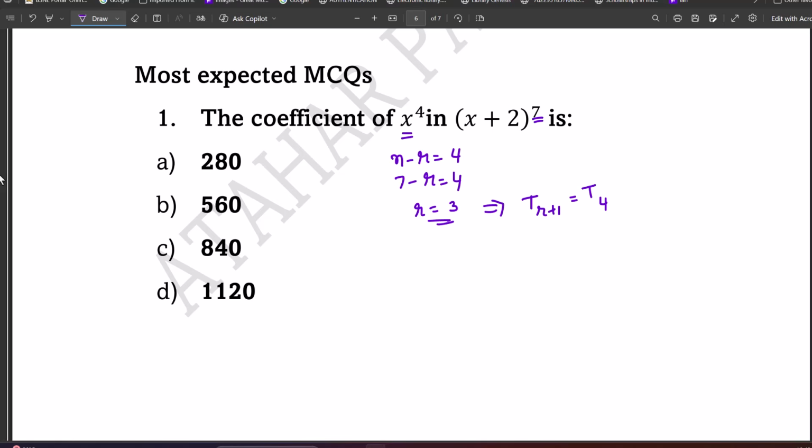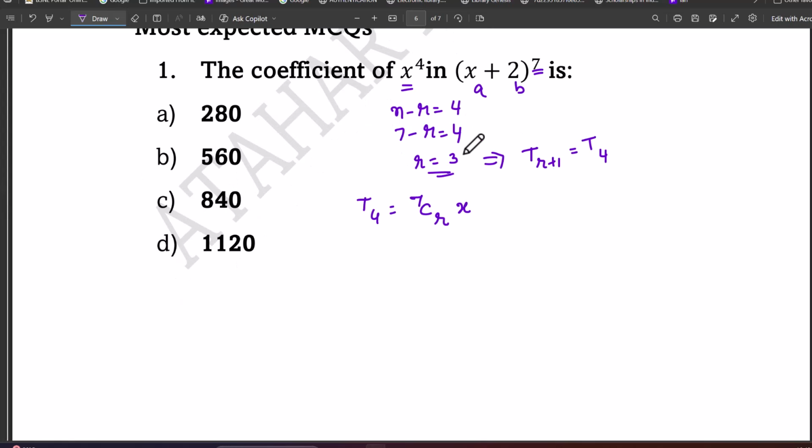So now I have to just find out the values now. That T4 is equal to nCr, right? nCr. What is our A? x. What is our B? 2, right? x to the, see, A to the n minus r, right? So x to the 7 minus 3. And what? B to the r, right? So B is 2 now. So I will write 2 to the 3. Just I am directly substituting with the formula. So what is r? r is 3. So that I will write here.